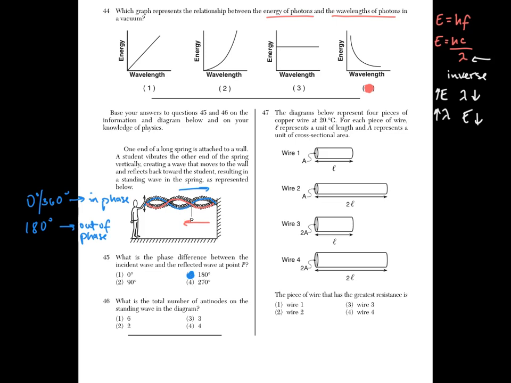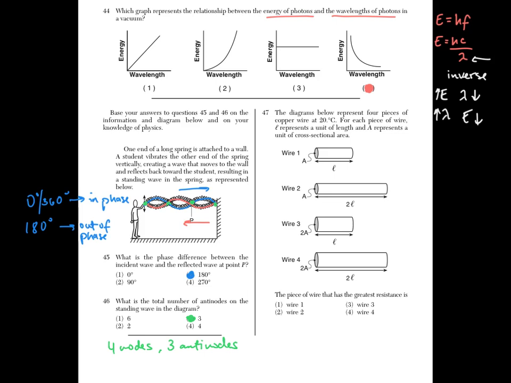Number 46. What is the total number of antinodes on the standing wave in the diagram? Antinodes are the ones that go up and down, so we count the number of bumps. That's 1, 2, and 3. There are 3 antinodes. Nodes are the ones on the ends that don't move: 1, 2, 3, 4. There are 4 nodes, and 3 bumps for 3 antinodes. Since it's asking about antinodes, it's just choice 3.